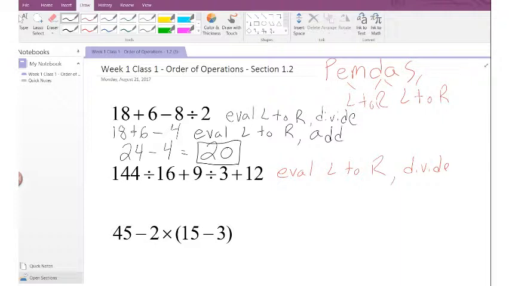I don't know what 144 divided by 16 is off the top of my head. Hang on one second. Let's talk about how we can think through this. I do know 16 times 10. What's 16 times 10? 160. How far short is 144 of 160?